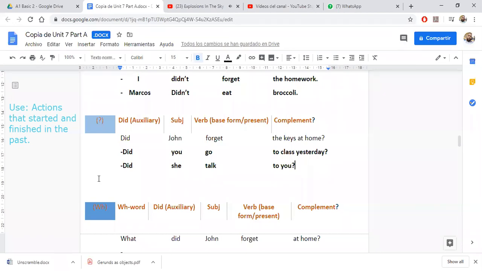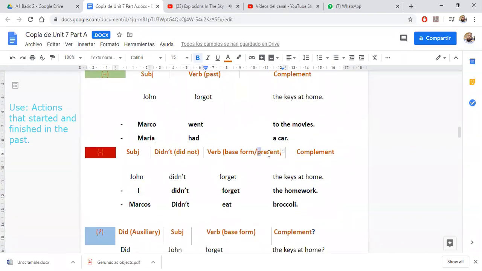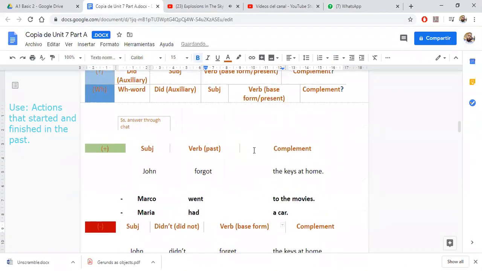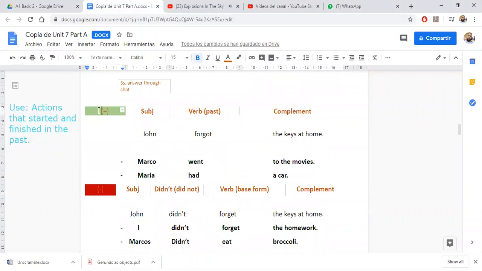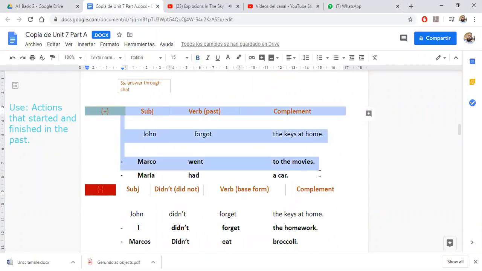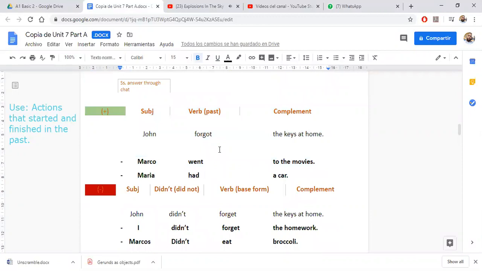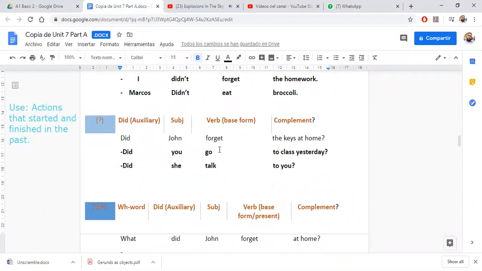Did Mario go to the park? Jonathan, did Mario go to the park? Look, the verb is base form. Base form, not present, but base form. That base form is the correct way to say that. We only use the past in the affirmative. In the affirmative, guys. We only use the past form in the affirmative, okay? In questions and in negative, we use the base form.